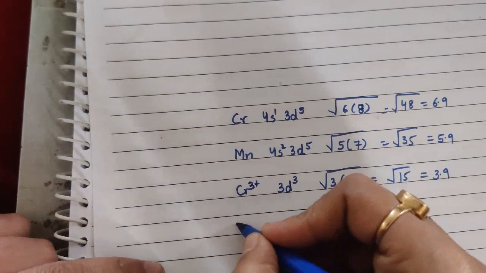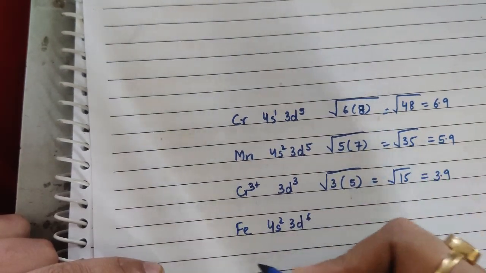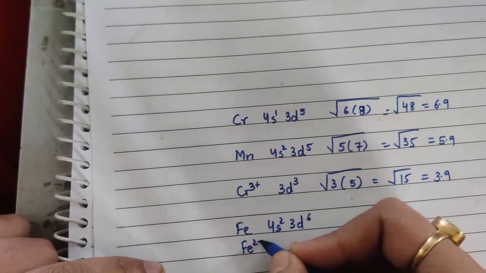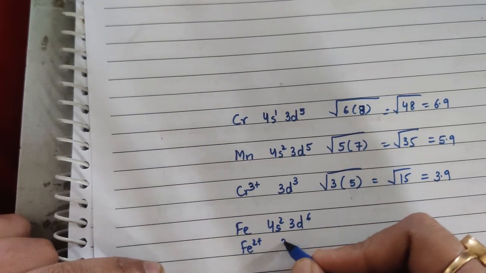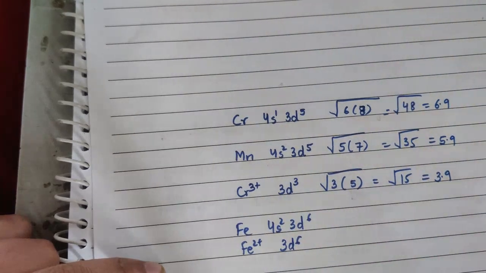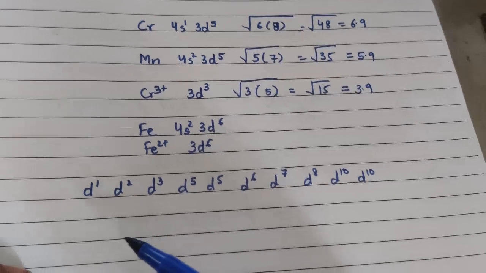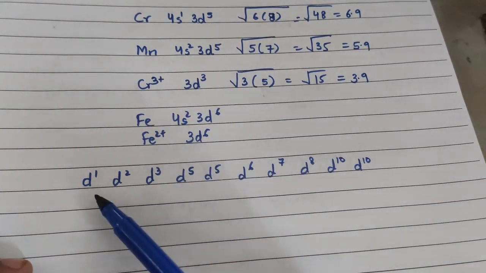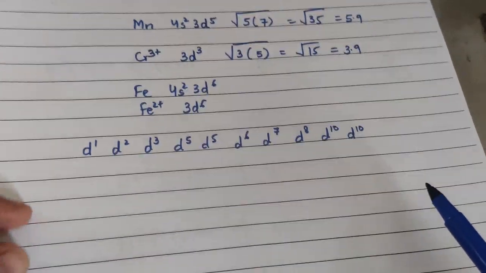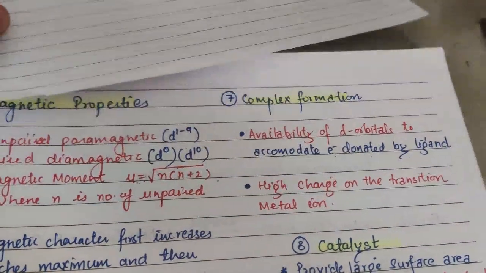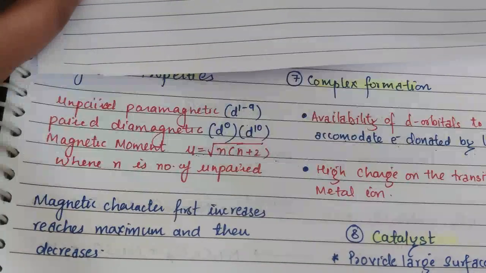That is, for example, Fe is 4s2 3d6, and if we have to write Fe2+, the first electron from the s orbital is removed, which means the configuration will become 3d6. If we discuss the trend of magnetic movement along the period, as we know, the number of unpaired electrons first increases and then starts to decrease. So we can say magnetic character first increases, reaches a maximum, and then decreases.